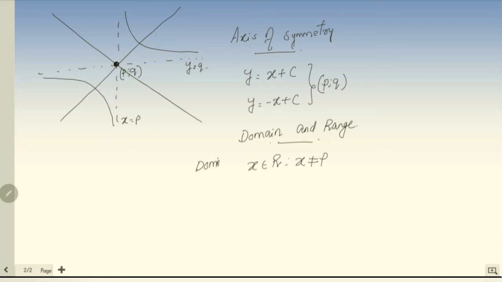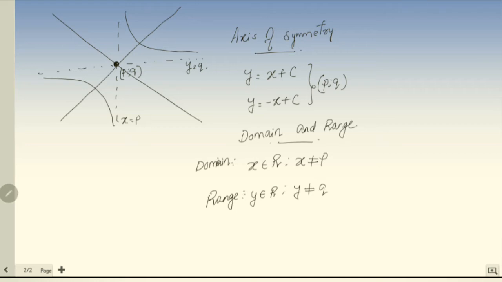Similarly, can you guess what is the range of the hyperbola? All the y values, that is the range, isn't it? All the y values of the graph. When you look from top to bottom or bottom to top, we can see that the graph is broken at q. y is equal to q is the asymptote, isn't it? So the range in all hyperbolas is y an element of all the real numbers, y is not equal to q. So that is the range of the graph.